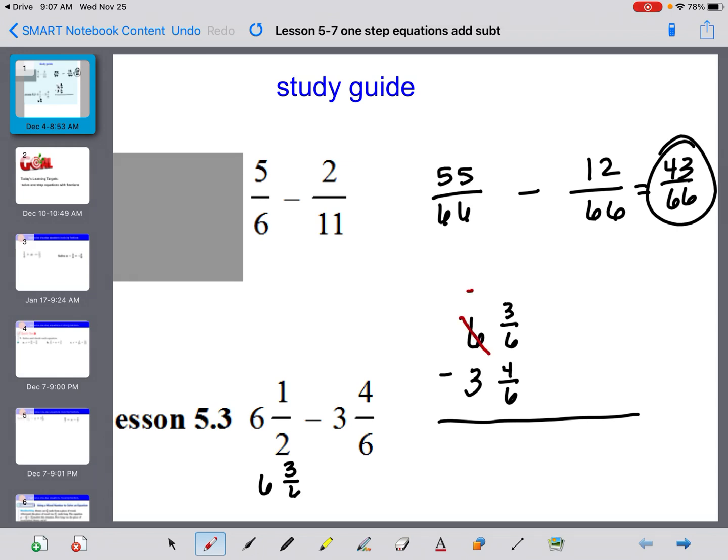You're going to have to borrow. I borrowed 1 whole. 1 whole I can rename as 6/6. So I'm going to move that 1 whole into the fraction portion. So do you see that 3/6 plus 6/6 is actually 9/6. So 9/6 minus 4/6 is 5/6. 5 minus 3 is 2 5/6.